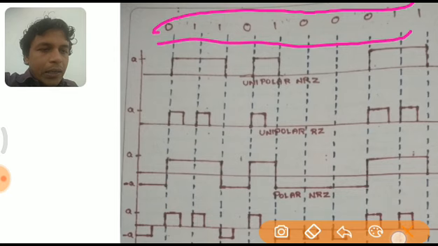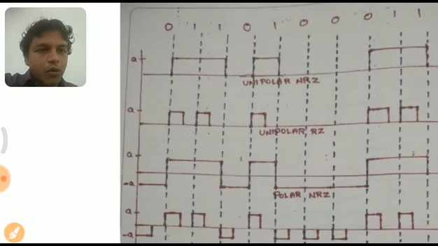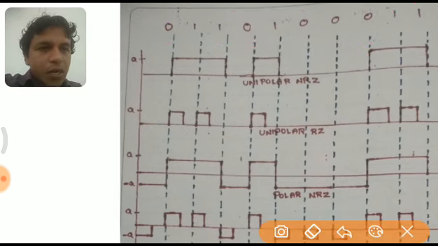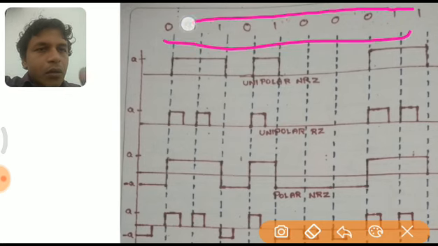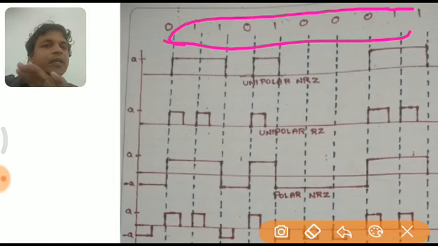Now let us assume that we are going for unipolar non-return to zero. How are these zeros and ones converted into a waveform using the unipolar non-return to zero coding technique? Let us see what happens. Uni means single, so unipolar means single polarity. Whenever the bit is 1, it is represented by an amplitude. Whenever the value of the bit is 0, it is represented by 0 amplitude level.